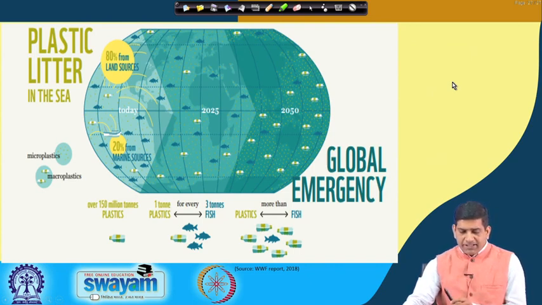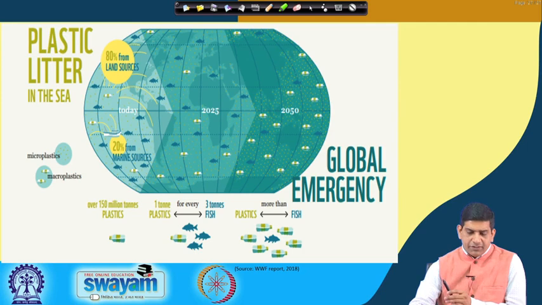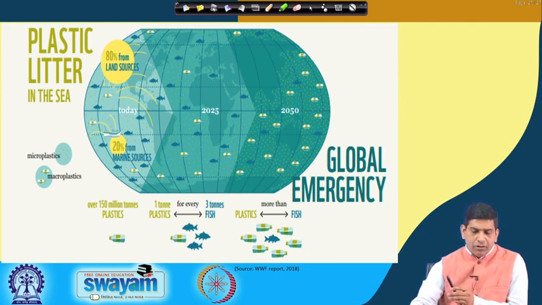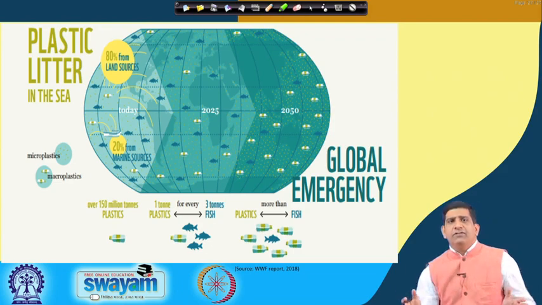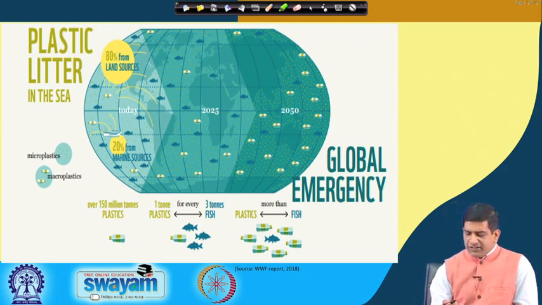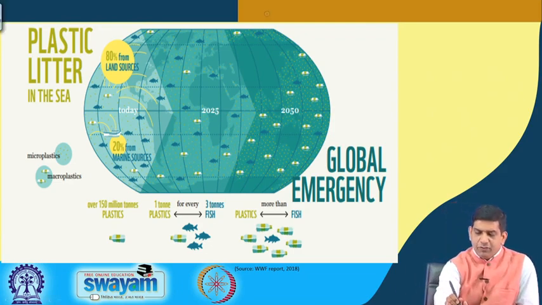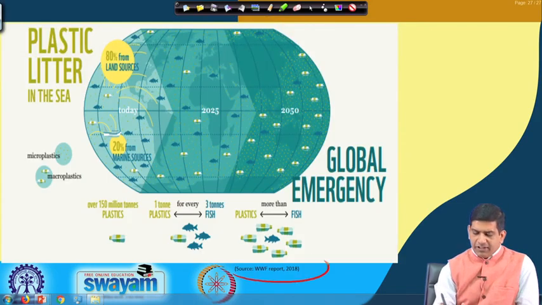Now, if you look at the plastic litter in terms of how much it is in the ocean, as of today. Again, when we say today, most of this will be data a year or two old, because data gets collected, put into a report, then the report comes into the public domain. So, this is a report from 2018, so I assume the data will be from 2017 or something like that.